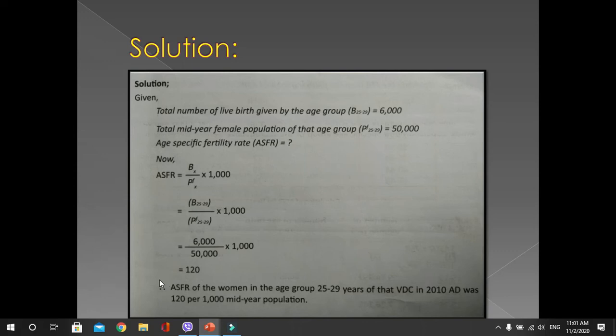And don't forget to write this last sentence. ASFR of the women in the age group 25 to 29 years of that VDC in 2010 was 120 per 1000 median female population.